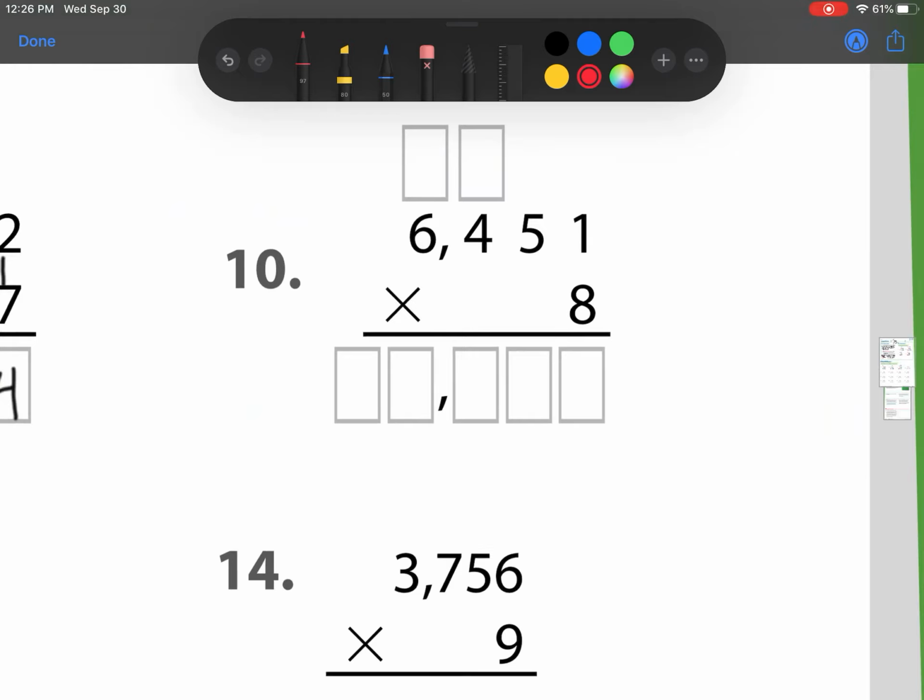Number 10. 8 times 1 is 8. Next place value, 8 times 5 is 40. Regroup that 4. 8 times 4 is 32, plus 4 is 36, so I regroup that 3. And lastly, 8 times 6 is 48, plus 3 is 51.